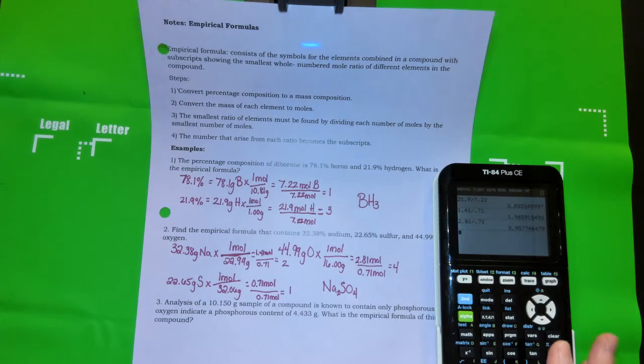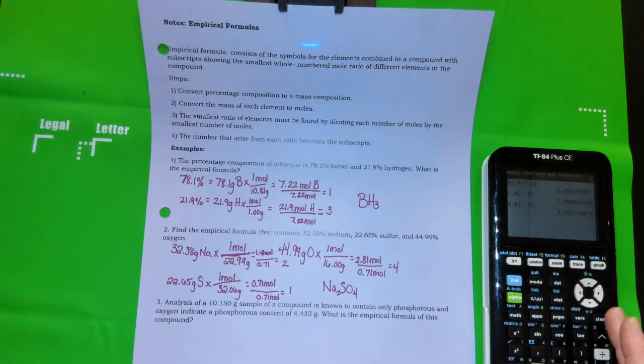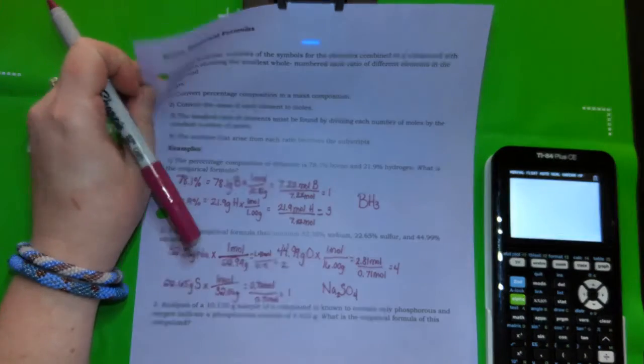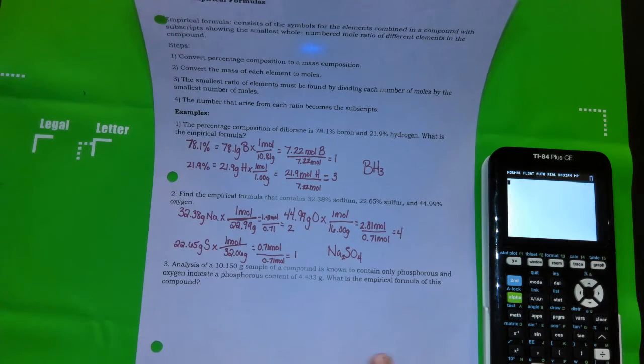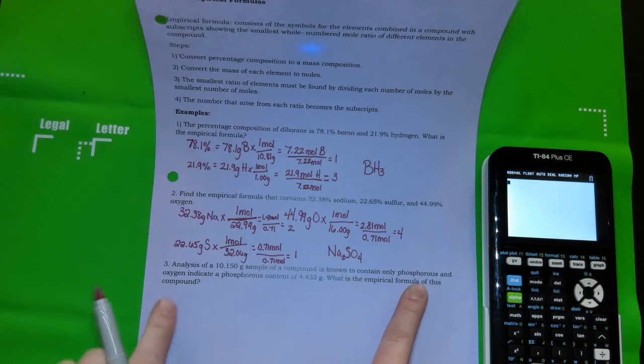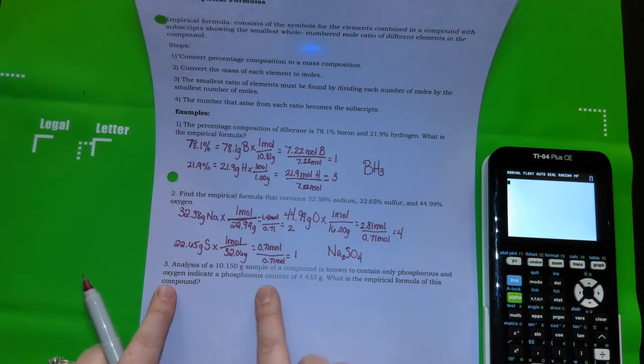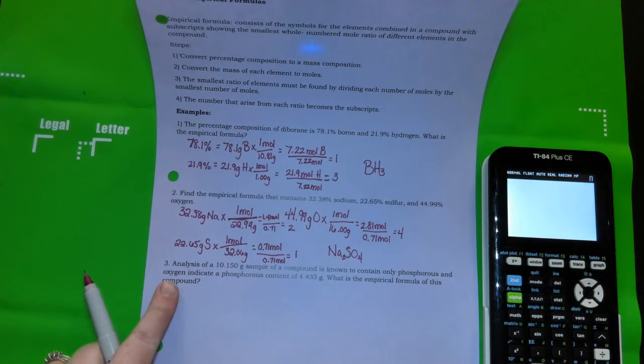This last problem is very similar in setup, but it's going to have a slightly different result. And we'll see that when we get to our ratio. So it tells us that analysis of a 10.15 gram sample of a compound is known to contain only phosphorus and oxygen. So we're back to looking at just two elements, phosphorus and O. It tells us that the phosphorus content is 4.433 grams, and it wants to know the empirical formula. So again, we're looking for the lowest ratio between these two elements.